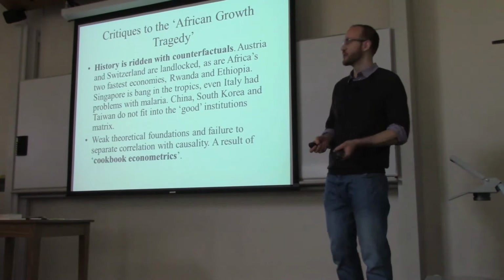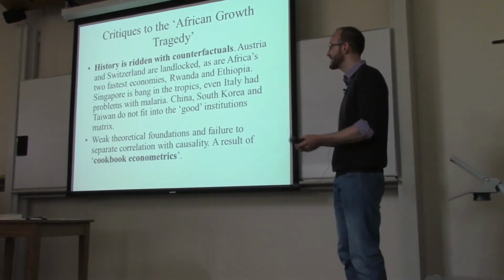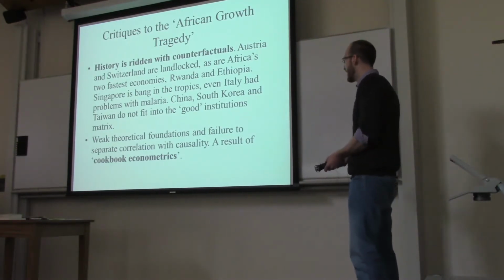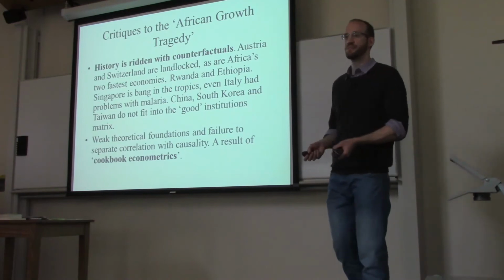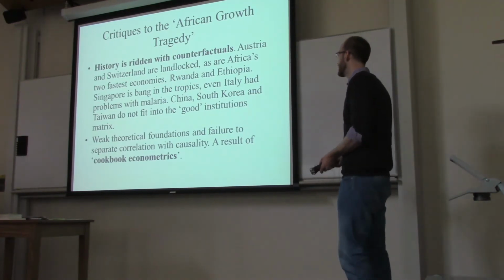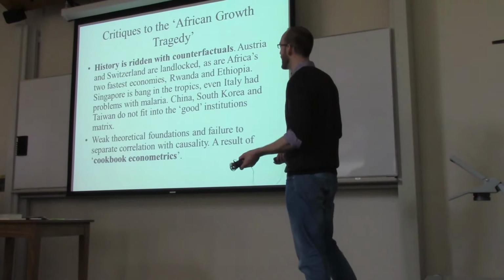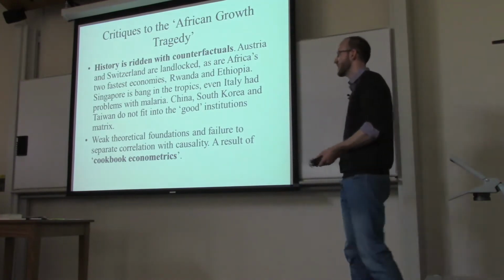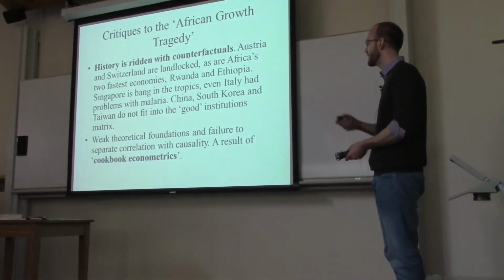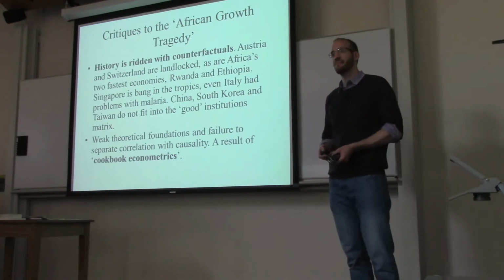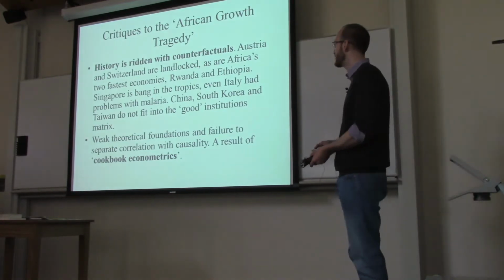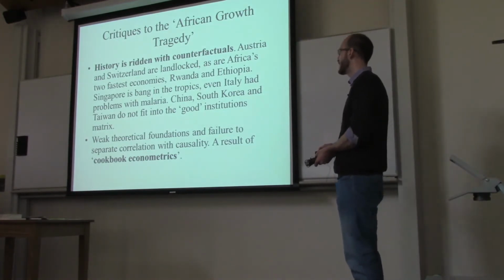The fastest growing economy in Africa right now for the past decade, Ethiopia, actually started growing fast after it became landlocked, funnily enough. Right? Singapore, a country bang in the tropics. Italy, at some point, had problems with malaria, but because of the development of productive capabilities, they managed to overcome this problem. Parts of Italy had problems with malaria.